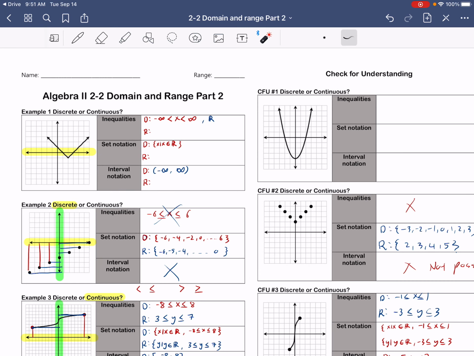Now, try this question by yourself. Find domain and range. Just pause the video, find domain and range.